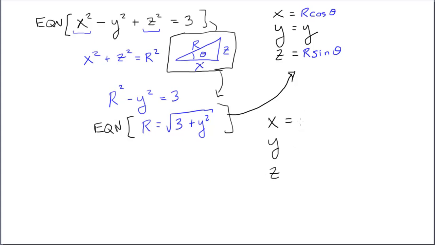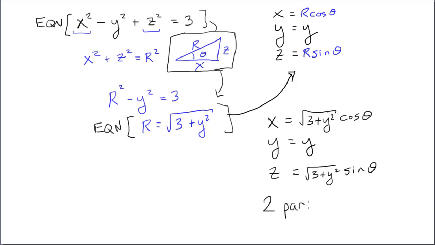R gets replaced, so x is now a function of y and theta. R gets replaced, z is now a function of y and theta. 2 parameters. The way we're going to think about it is we're building up the surface one point at a time in terms of the parameters y and theta.